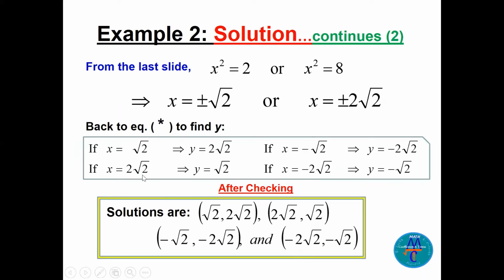There are 4 x values. If x squared is equal to 2, take the square root of both sides. X will be plus or minus square root of 2. And here x will be plus or minus 2 square root of 2. Now for each x, go to star and find y. And then you have to check. I did not write it here, but you have to check easily. And then we have 4 solutions there, 4 points of intersection.